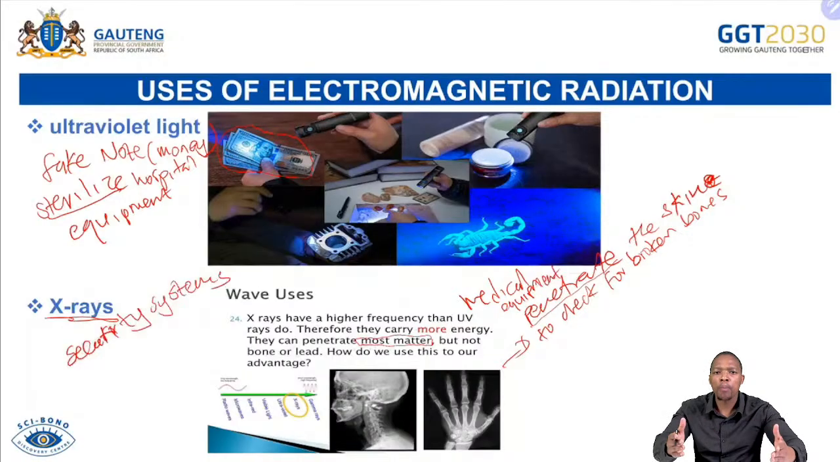So they will just put in your bag and your bag will go through the X-ray, and then they will see on the monitor as the X-rays are penetrating through, and things that are inside the bag can be seen there. So this is another use. It's used in medical equipment, and it is also used in security systems. Again, it's emphasizing the point that there can be a lot of uses of these electromagnetic waves.